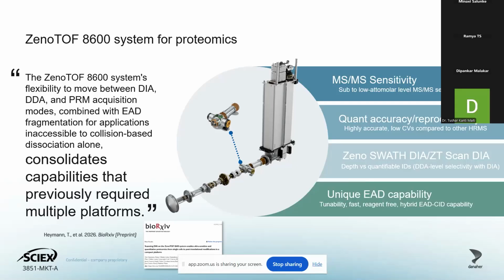We have different workflows called Zeno SWATH DIA or ZT Scan DIA. These are the data independent acquisition workflows. This is about depth versus quantifiable IDs. One challenge is that if you get good quantifiable identification, your identification number often gets reduced. But with this kind of instrument, you get good depth of analysis, like very low level detection, plus those detected proteins can also be used for quantification. And there is the EAD capability, which is one of the good parts.